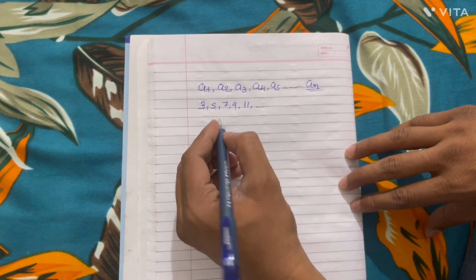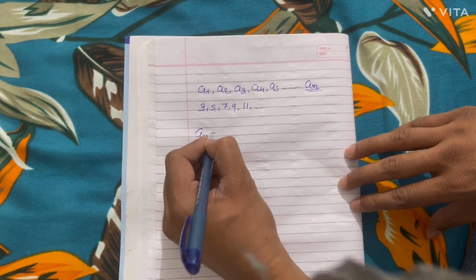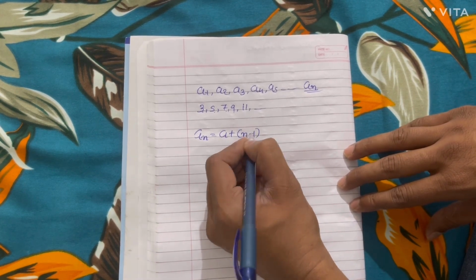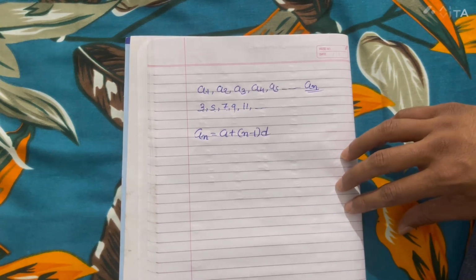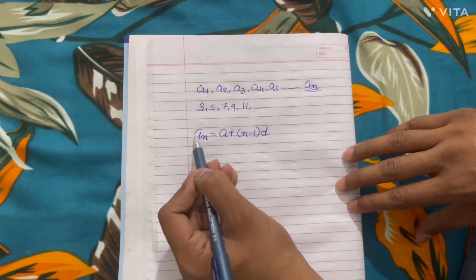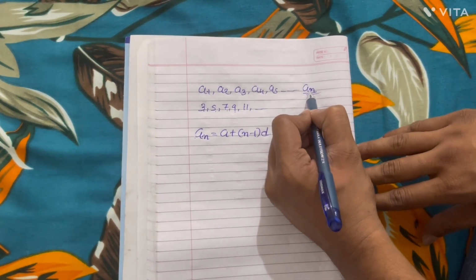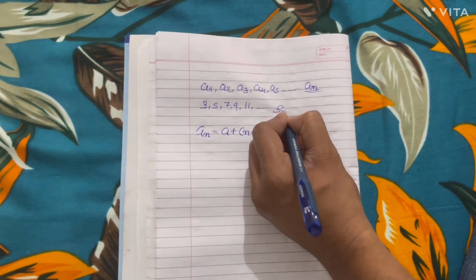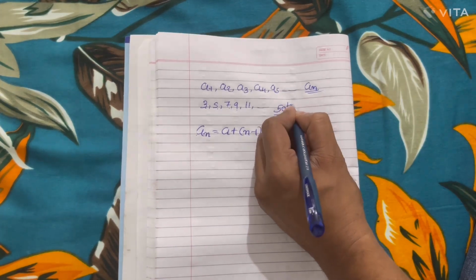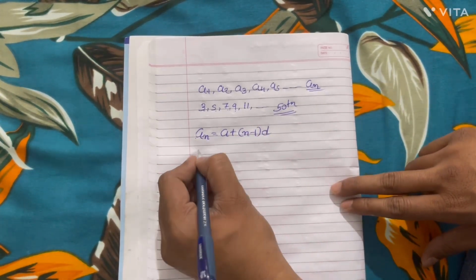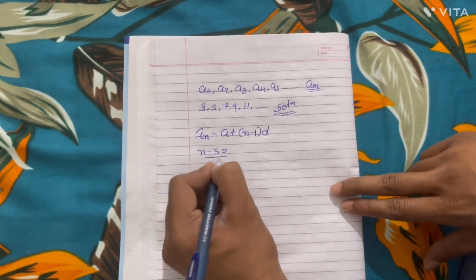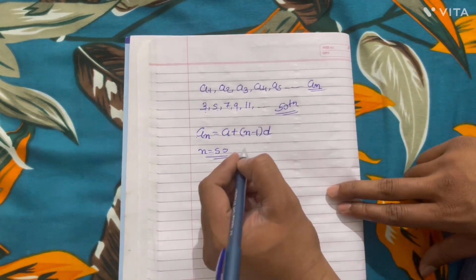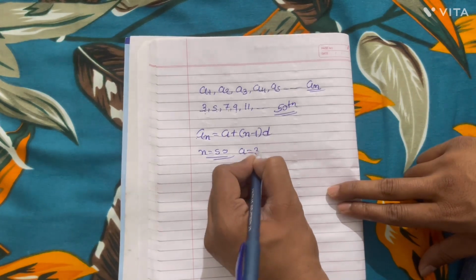The equation is given like this: an is equal to a plus (n minus 1) into d. This is the nth term of the equation. Suppose we have to find the 15th term of the series. So here we take n is equal to 15, because we have to find the 15th term. A means our first term. Our first term is 3, so a is equal to 3.